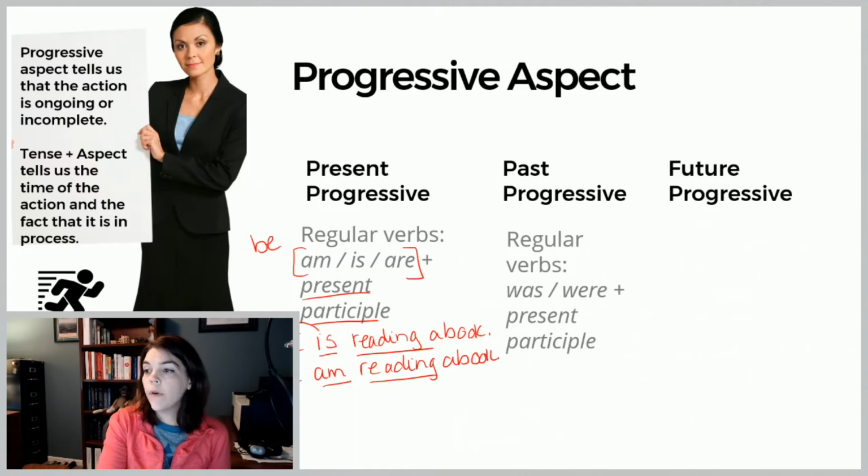So in the past progressive for regular verbs, you see was and were, and the present participle again. So in the present, it's am, is, or are. Well, this again is the be verb, and the past form of the be verb is was or were. Okay? And then we add the present participle. So let's take our example of he is reading a book. Let's make it past progressive. So it would be he was reading a book.